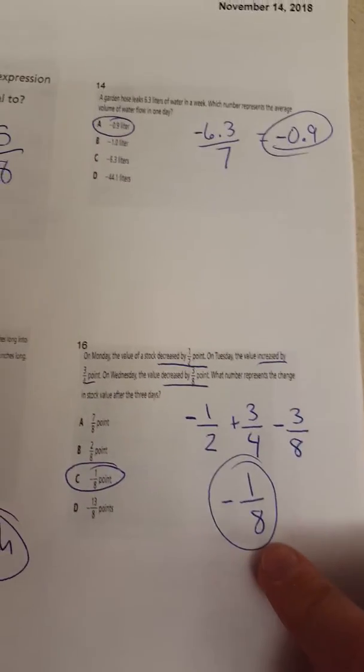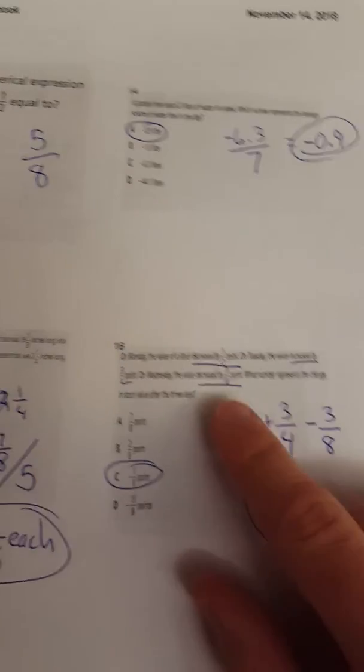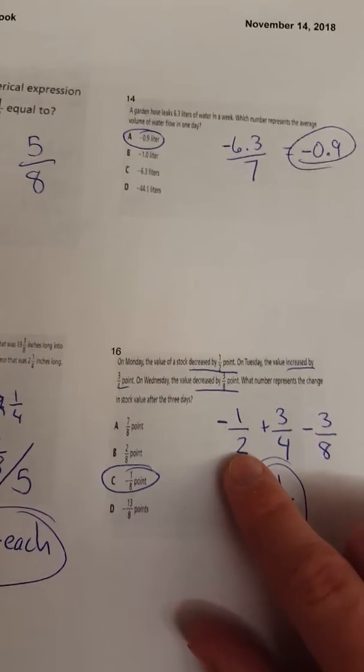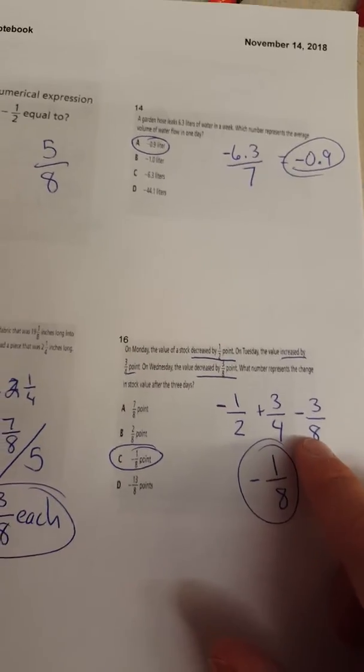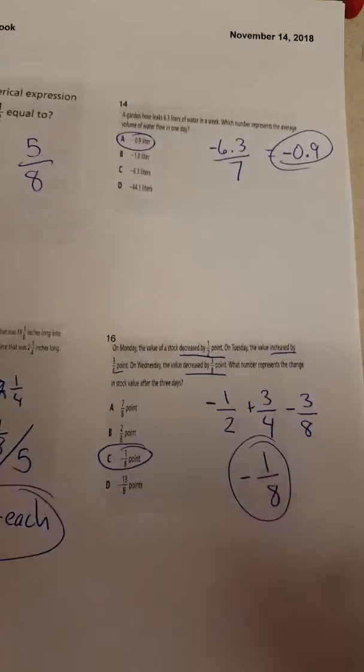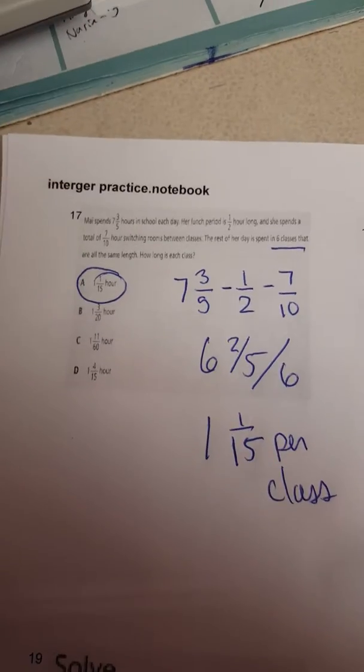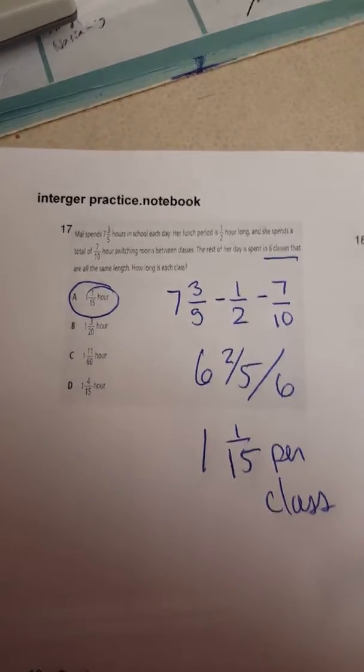This one's very simple, it's cut and dry. You decrease by 1/2, subtract 1/2. Increase, add; decrease, subtract. Punch it in, negative 1/8.